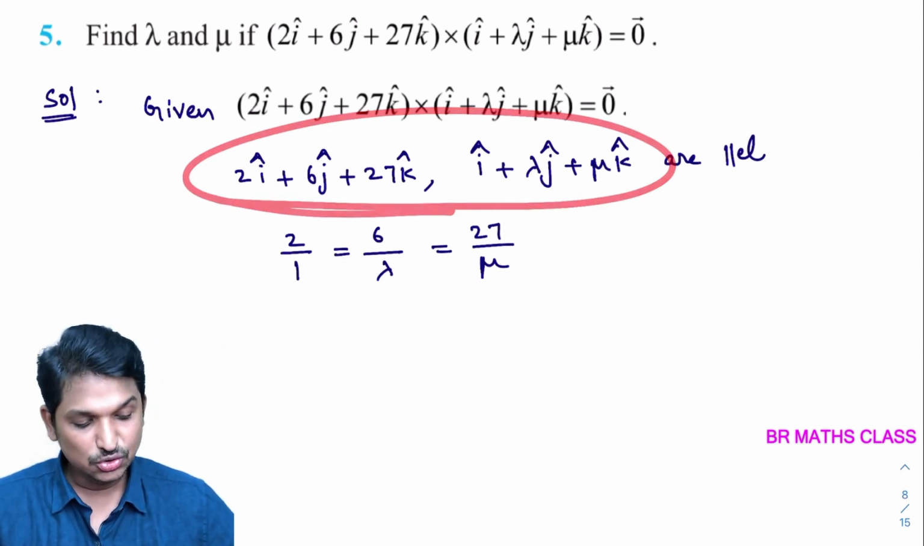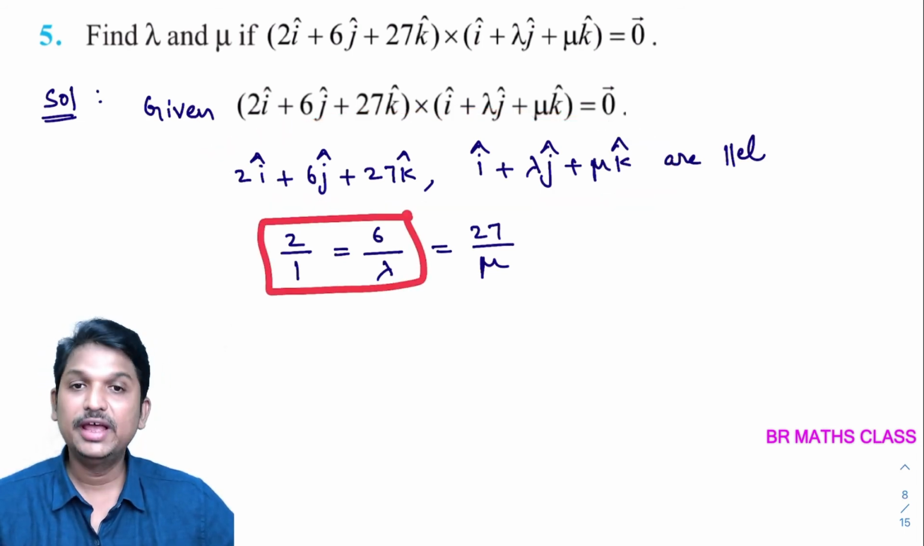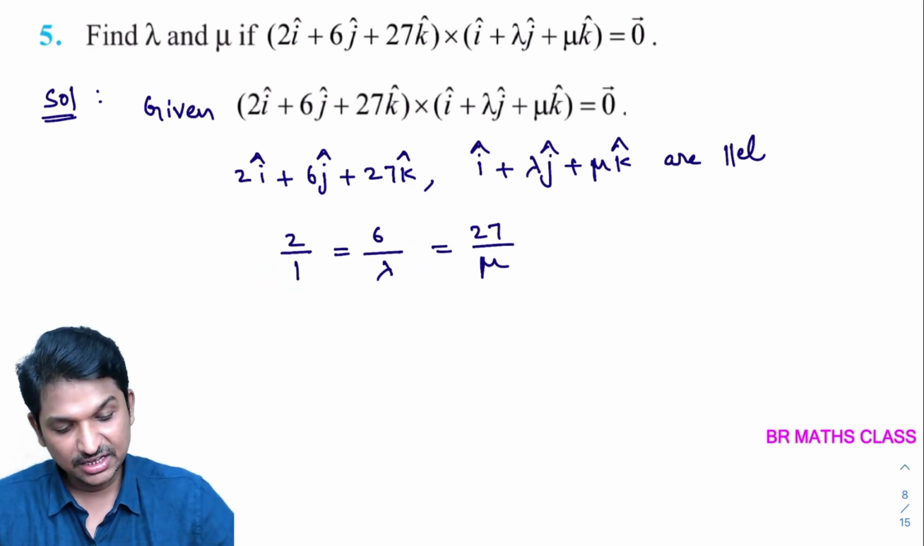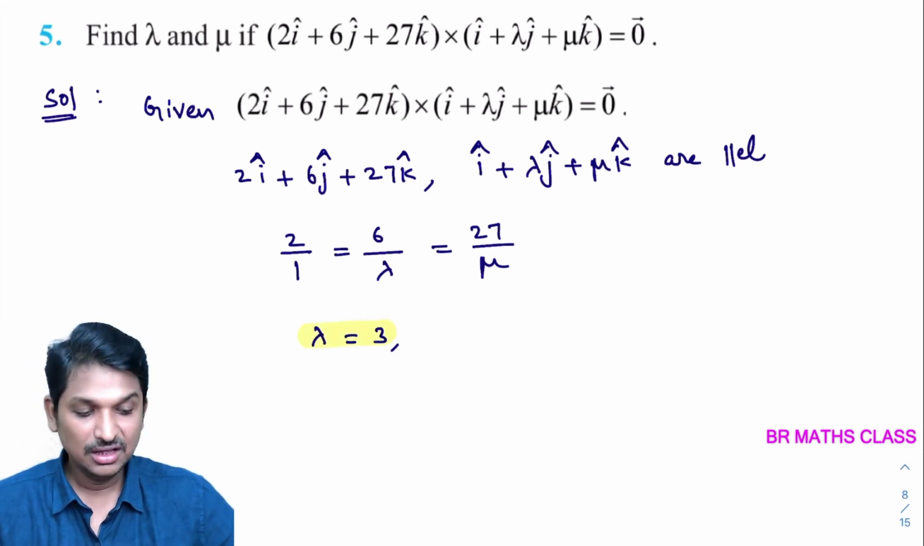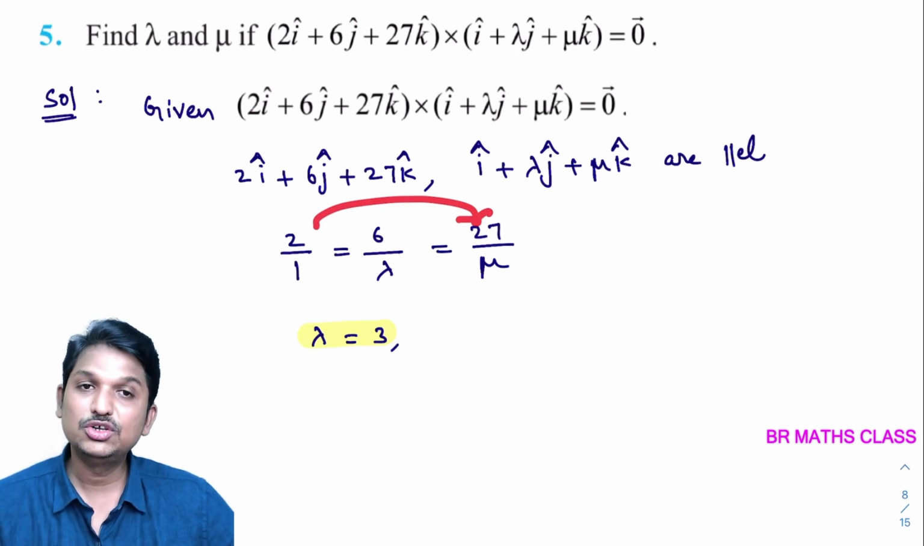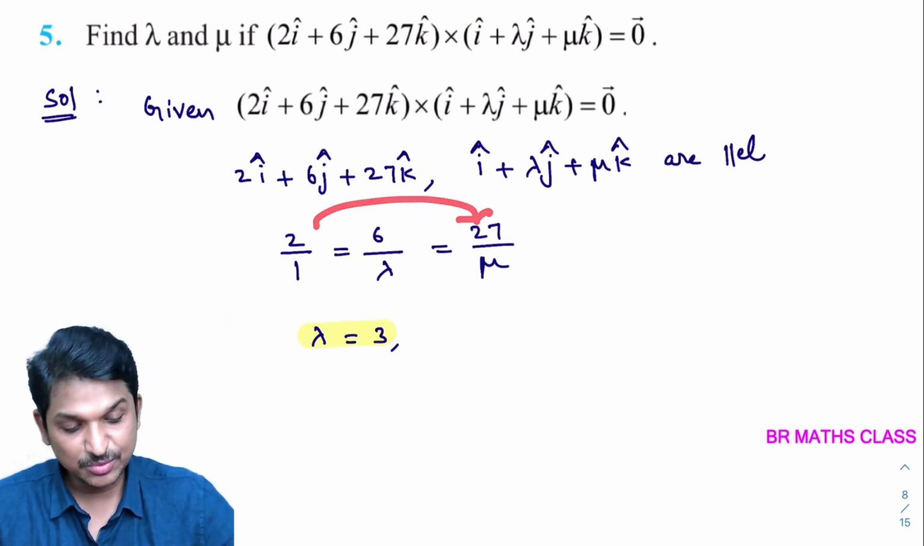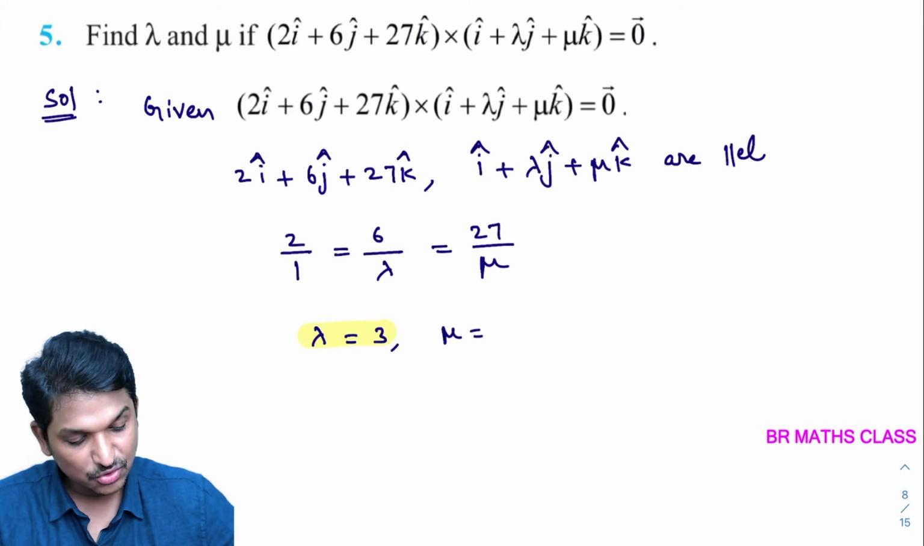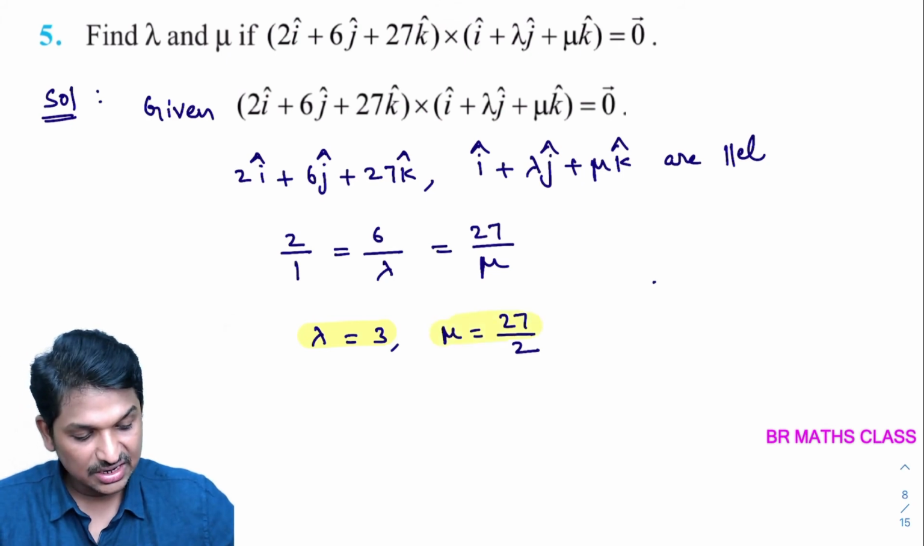So here you equate these two, then what will you get? You will get the lambda value. Equate this, and lambda equals 6 divided by 2, that is 3. I got the lambda value, right? Now equate the first one and the last one. Then you will get the mu value. Cross multiply. What do you get for mu? Mu equals 27 divided by 2.